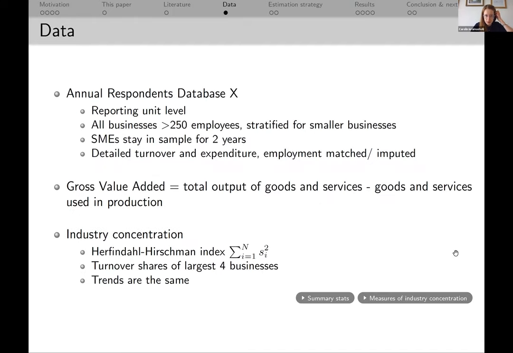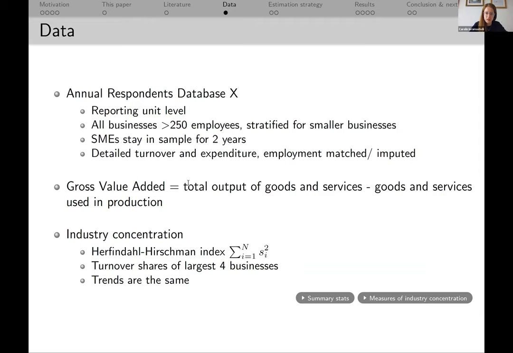The data that I'm using come from the Annual Respondents Database. So that is a firm-level survey that surveys all businesses with more than 250 employees in Great Britain. Smaller businesses stay in the sample for 2 years. So I could have a panel aspect there, but in reality, especially among small firms, not every firm answers each year. So I'm not making use of this panel aspect for now.